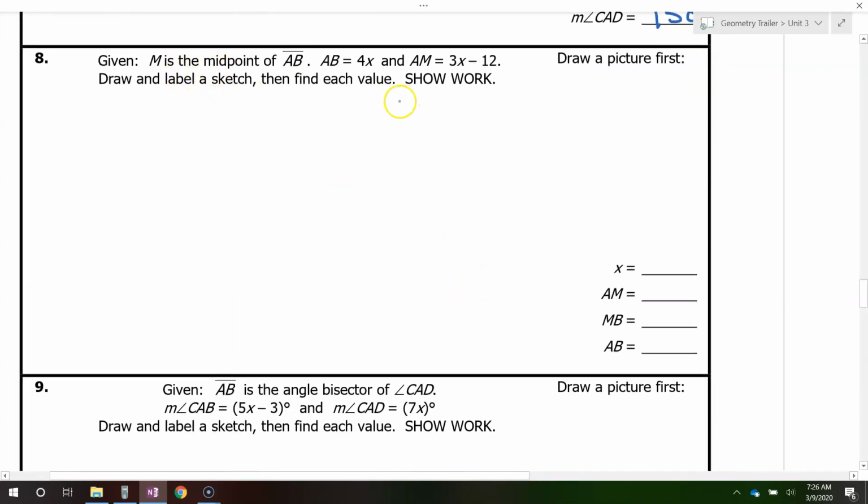They did not give us a picture this time, so we need to draw the picture ourselves. M is the midpoint of segment AB. Whenever they give me a statement like that, I always start with the second part first. First draw segment AB, which might look like this. And then M is the midpoint. So here's M right here.